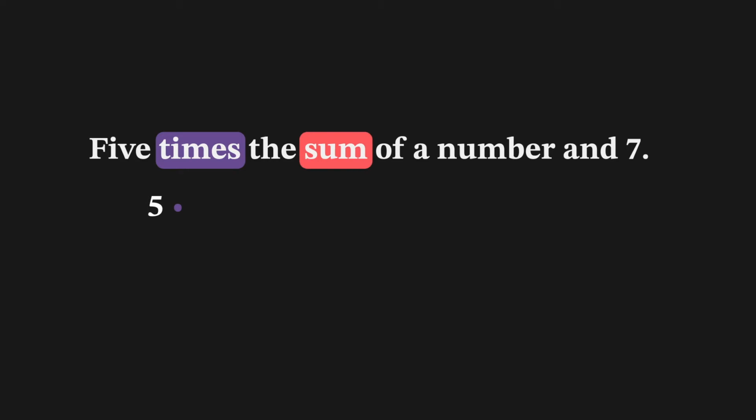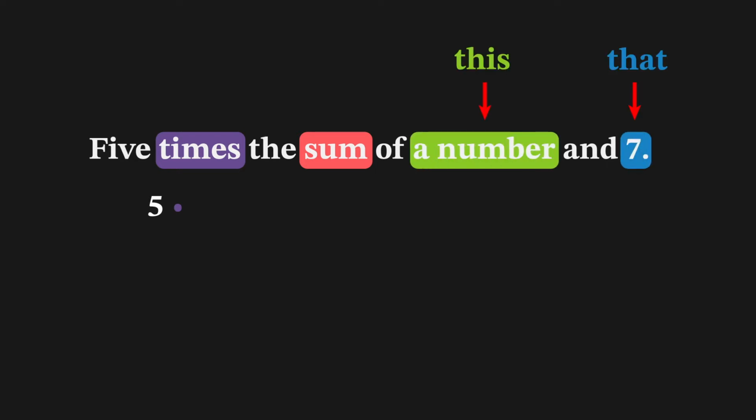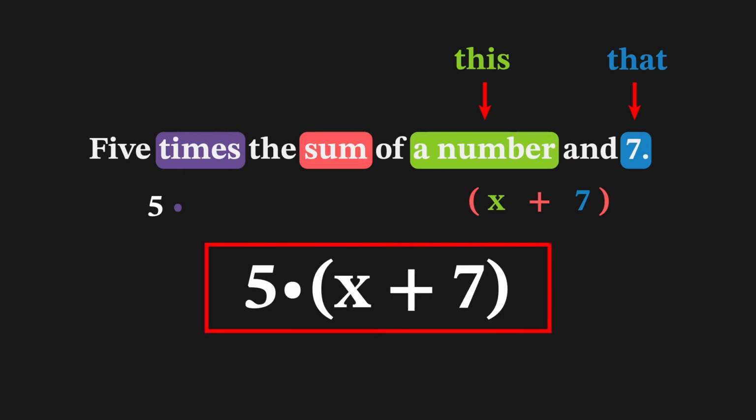Well, the sum represents a quantity that we're adding together, and we want to find out what we're adding together. Of this and that. So in this case, it would be of a number and 7. A number just represents a variable, and we can use x. So we could say the sum of x and 7, or x plus 7. So the final answer looks like 5 times the quantity, x plus 7.